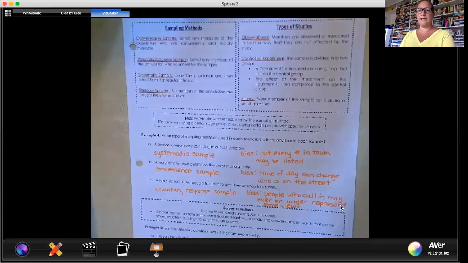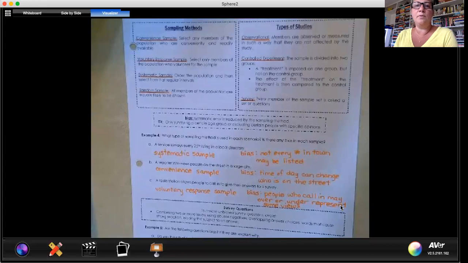A convenient sample: select any members of the population who are conveniently and readily available. Those sitting right there with you, if you ask them, would be a convenient sample. A voluntary response sample: select only members of the population who volunteer for the sample. For example, if you mailed out, say, 100 flyers and 10 people responded, those 10 would be your voluntary response sample.